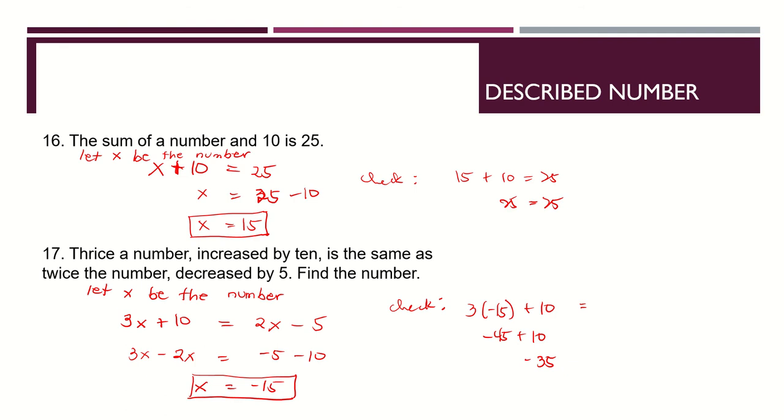Let us now do the right side. 2 times negative 15 minus 5. So, 2 times negative 15 is negative 30. And negative 30 plus negative 5 is negative 35.